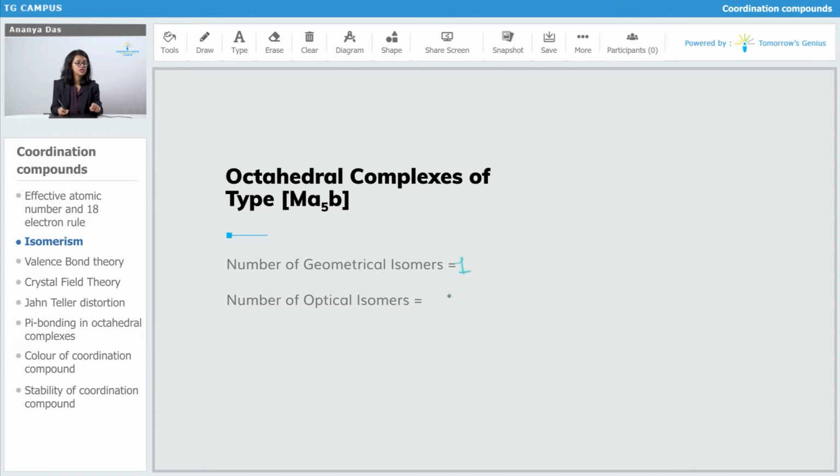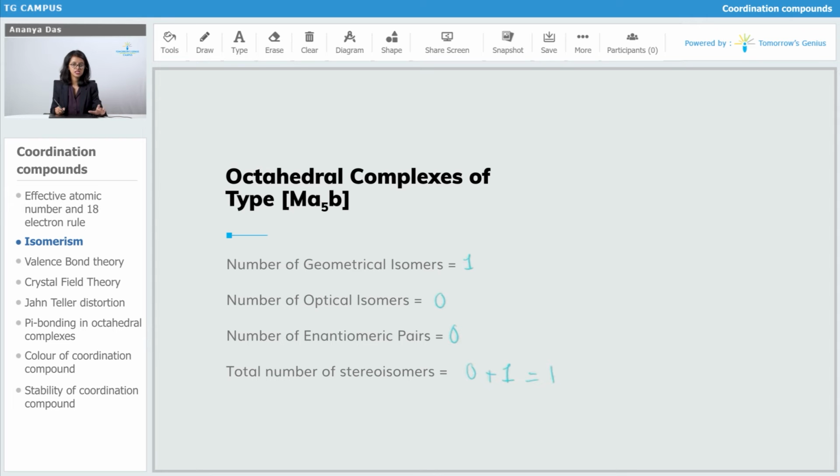So the number of optical isomers is 0, and because the number of optical isomers is 0, the number of enantiomeric pairs is also going to be 0, and the number of stereoisomers is going to be 1. That is 0 optical isomers plus 1 optically inactive isomer. So the number of stereoisomers is 1. When I am talking about the one stereoisomer and the one geometrical isomer, I am counting just that possible pair.